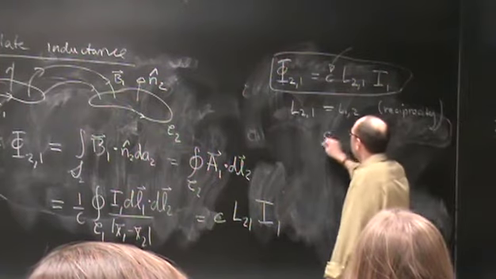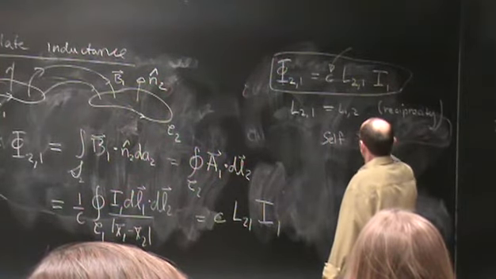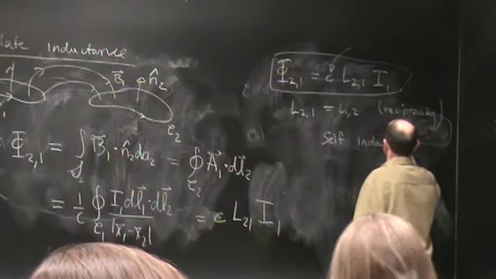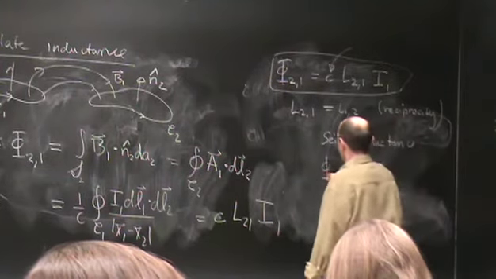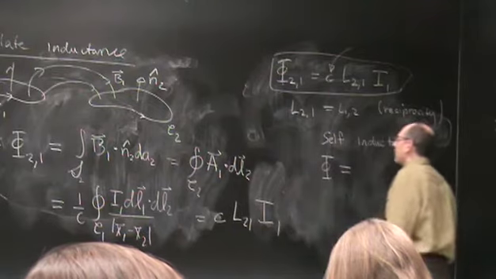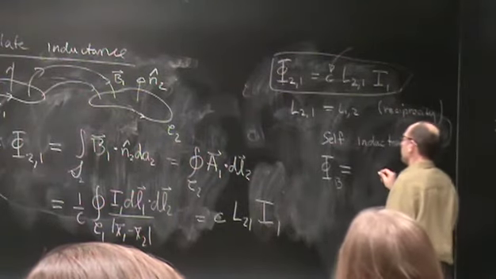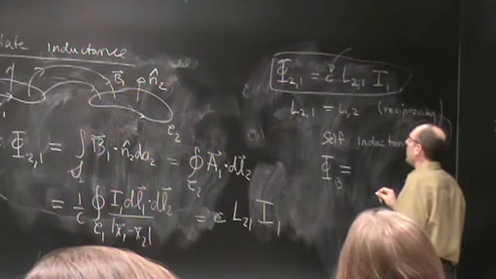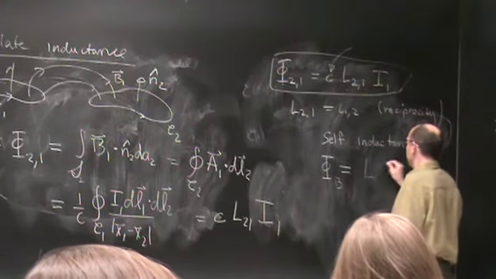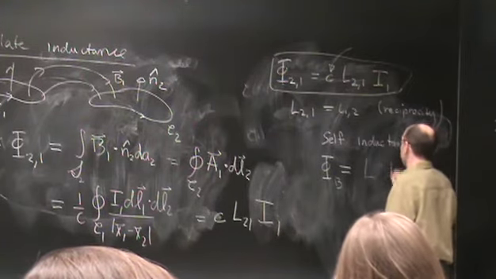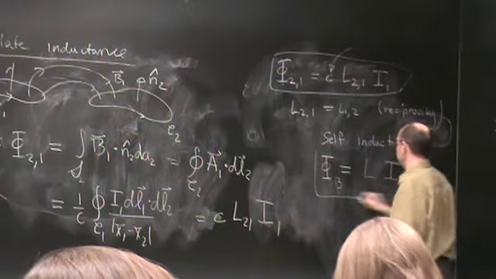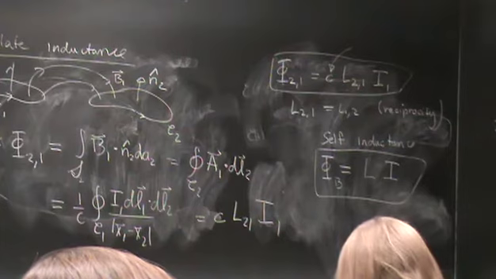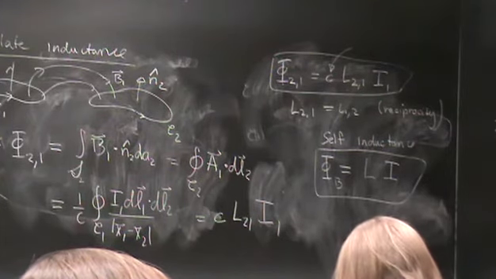So we have the self-inductance as well, which says that the magnetic flux through a surface, through a loop, or enclosed by a loop, is equal to the self-inductance times the current flowing in that loop, times C.